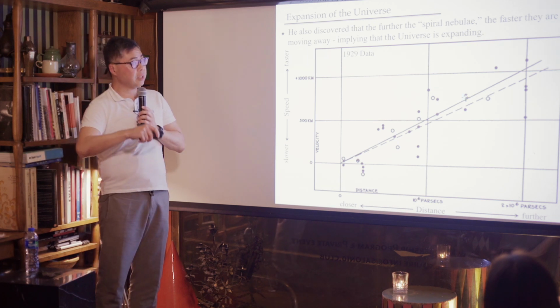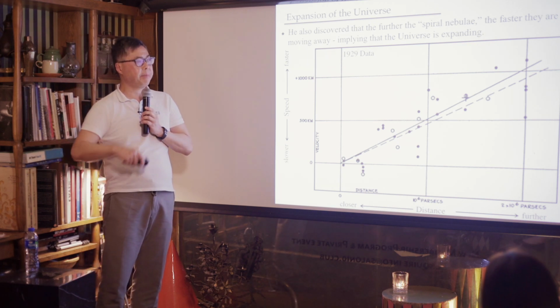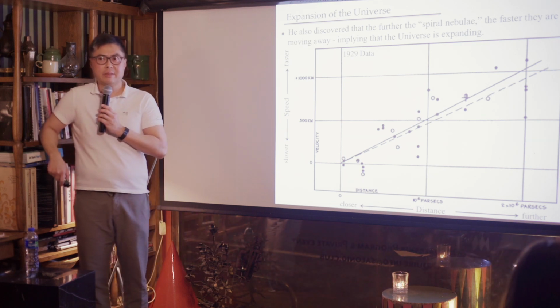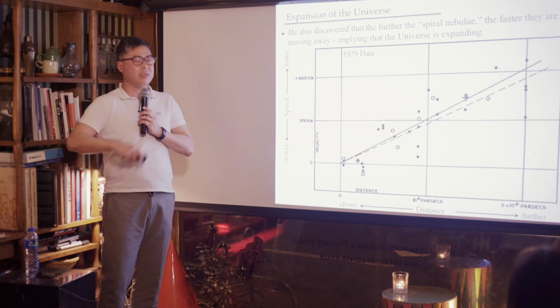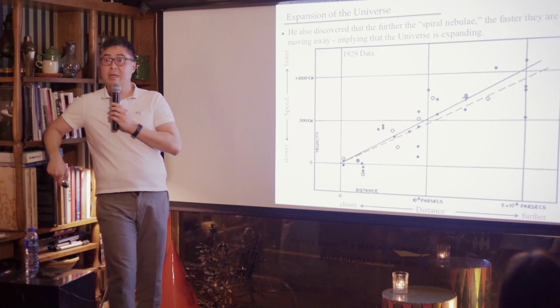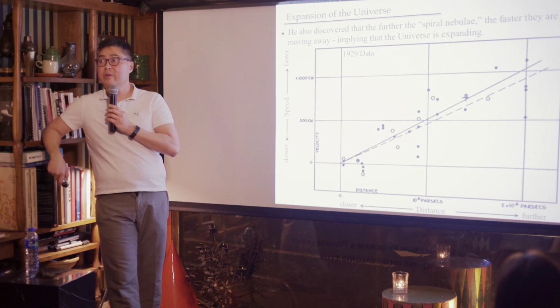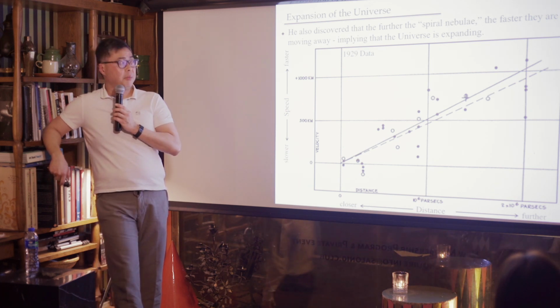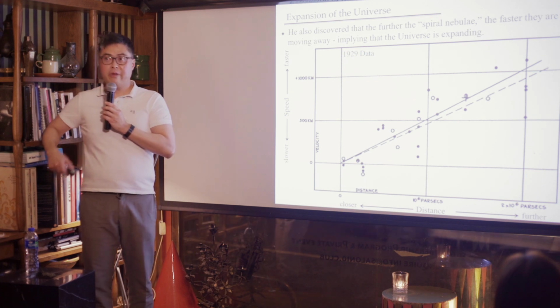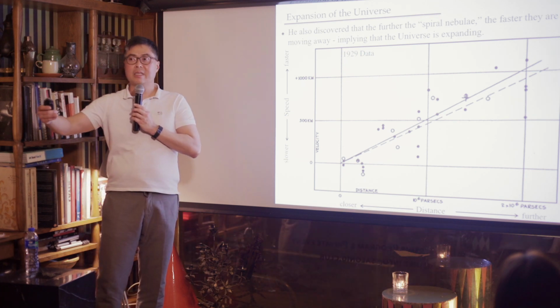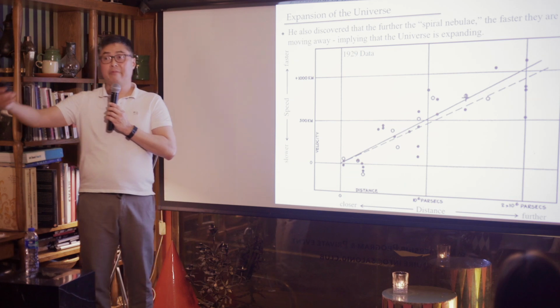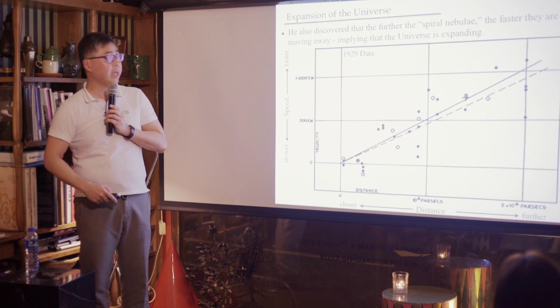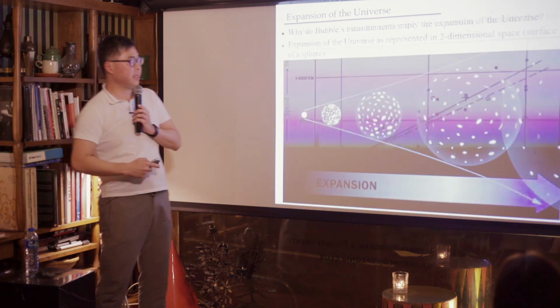This line here is just the best fit to the data points. The slope of this line is what is known today as Hubble's constant. For those of you who have heard about Hubble's constant, it tells us how fast a galaxy is moving away from us for a certain distance. So why does this tell us the universe is expanding?